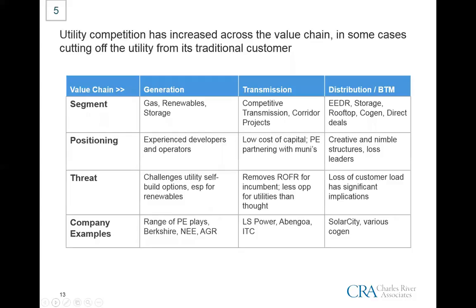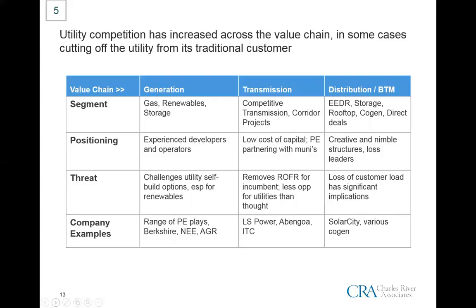Finally, before we get into some of the capital investment trends, just talking about how utility competition has increased across the value chain. So if we think about the value chain as just simply generation, transmission, distribution, and then I've included behind the meter there, we can think of in gas and renewables and storage, you have new competitors in terms of the private equity plays and Berkshire and NextEra and AGR, and these are experienced developers and operators, and it challenges obviously the utility self-build options. Some utilities are more capable in that regard than others.